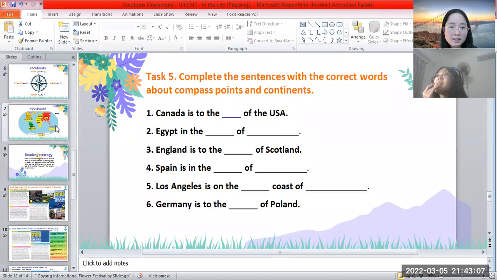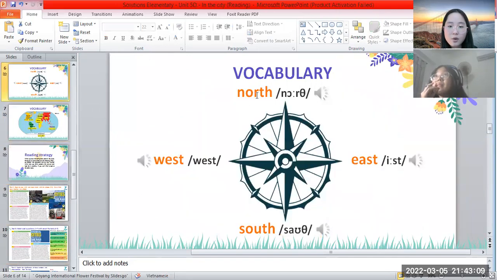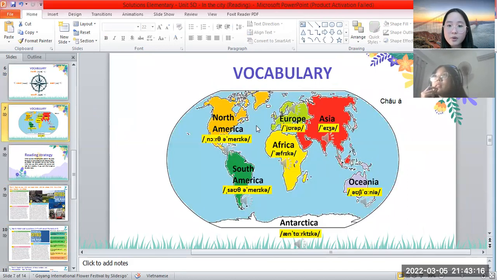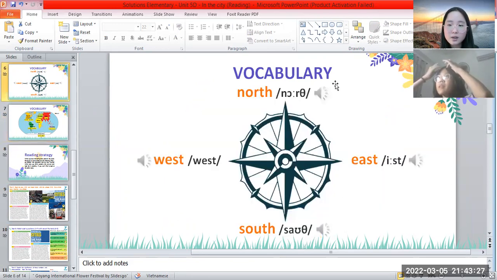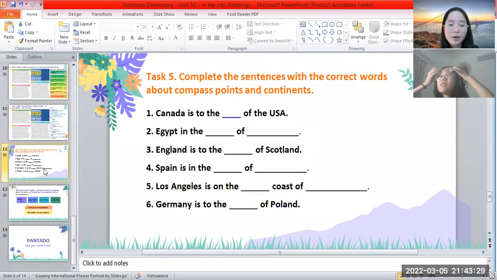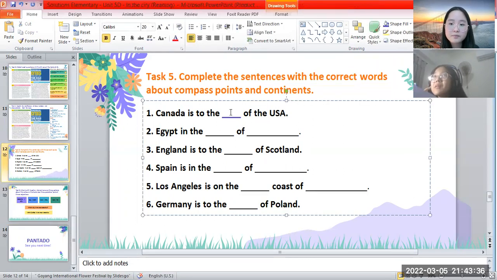This is the compass point. North, south, east, west. And this is the continent. We have North America, South America, Europe, Asia, Africa, Antarctica, and Oceania. These are the continents, and these are the compass points. So now you are going to fill in the blanks with compass point and the continents. It's quite hard.